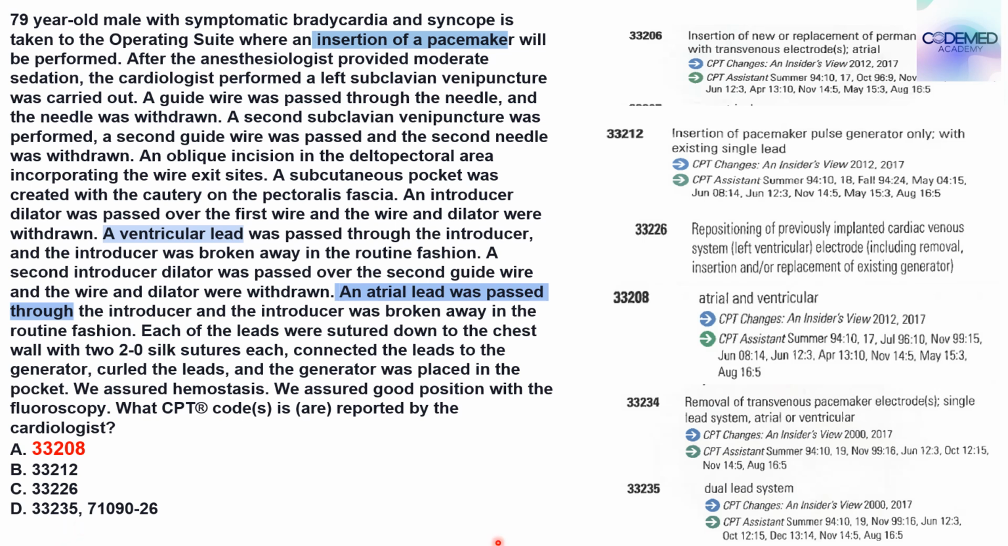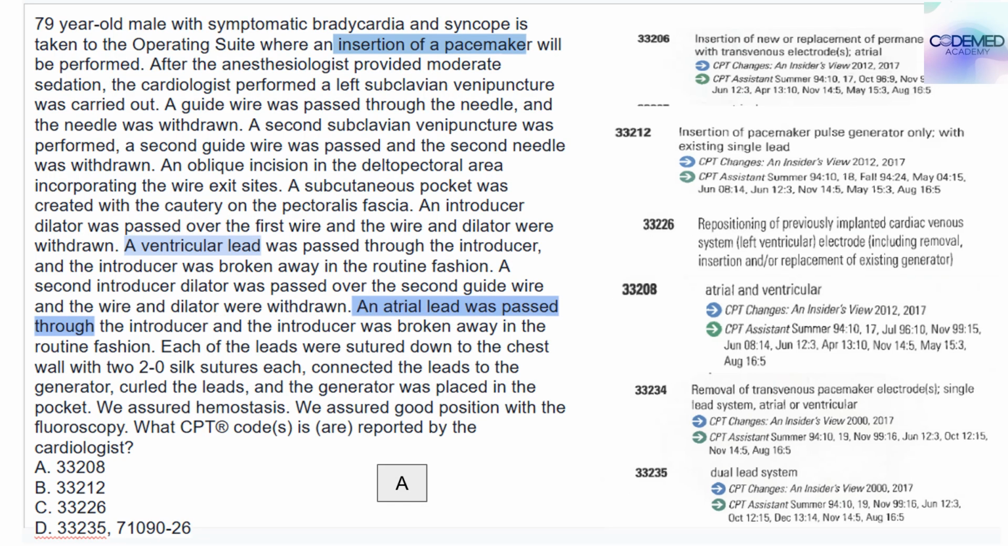Okay, 33226 is the code for the repositioning. Repositioning didn't happen in our case. 33235 is the code for the removal of the transvenous pacemaker electrode, single lead system. Removal didn't happen because we are putting the pacemaker for the first time. Now we have the data, we'll zero down our answer. So after eliminating all the wrong answers, our answer is 33208. It talks about the insertion of a new or replacement of the permanent pacemaker with a transvenous electrode. This is atrial, and this is atrial and ventricular. Okay, so that's our answer.